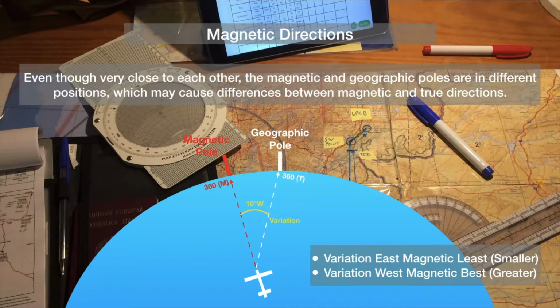In our example, the variation was west, therefore magnetic best, the magnetic direction will be greater than the true, so the true will be less than the magnetic. By how much? By the angular difference between the two poles, which was 10 degrees. So the true direction will be 10 degrees less than the magnetic one, 350.